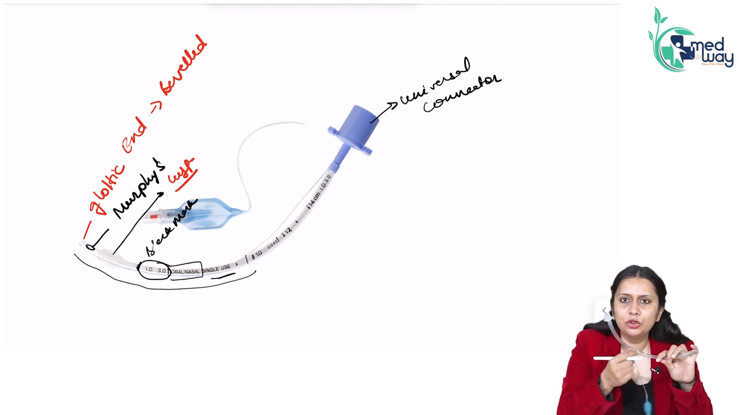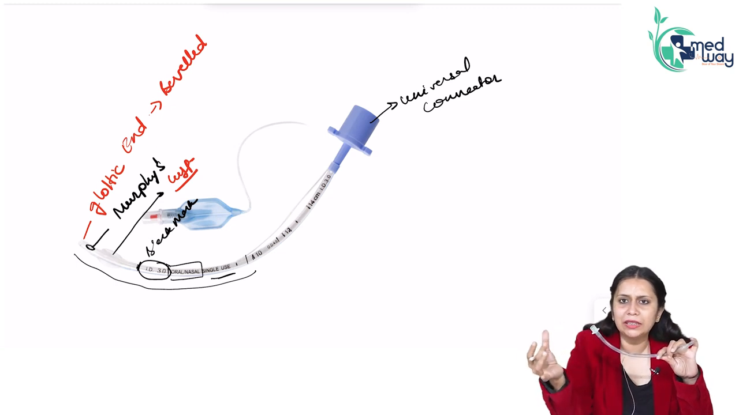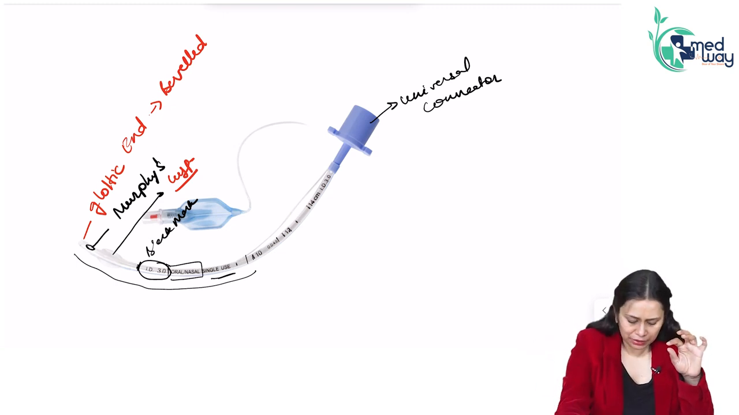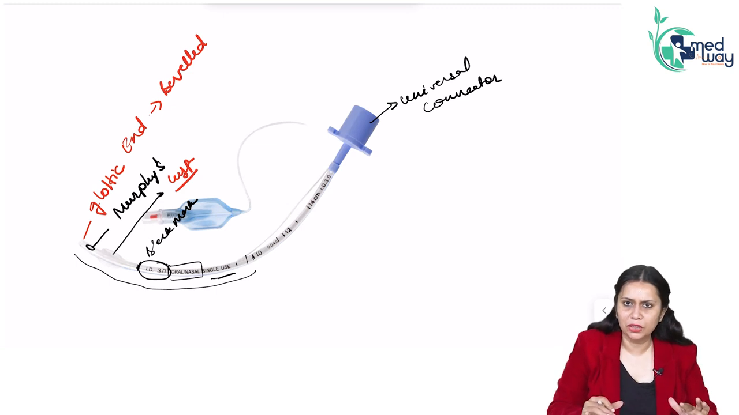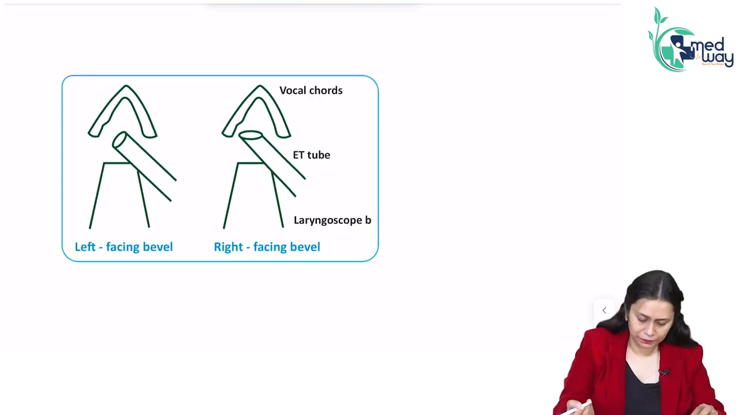The universal connector will universally connect it to the circuit. See, this tube can be of any internal diameter, but the universal connector is of the same diameter to universally connect it to the circuit, okay? So these are the important parts of the tube. One by one we will discuss the parts. So let us first discuss the beveled end, okay?